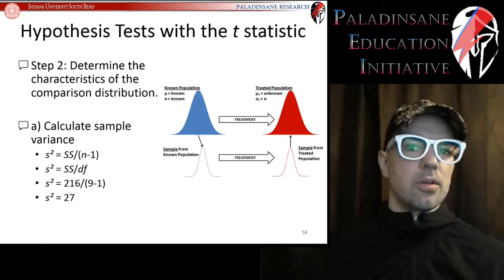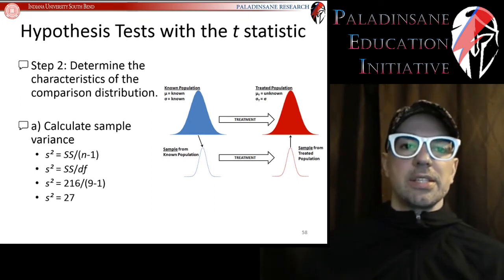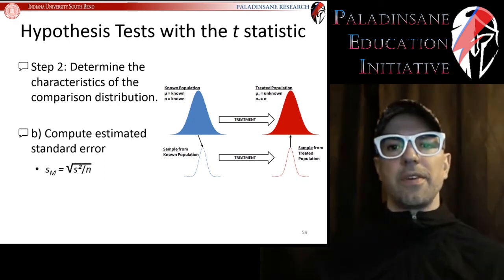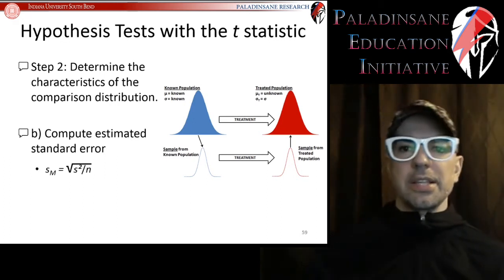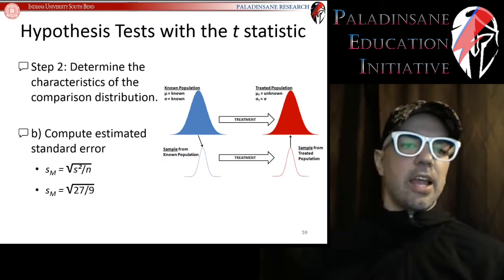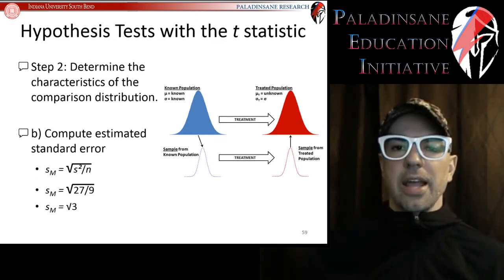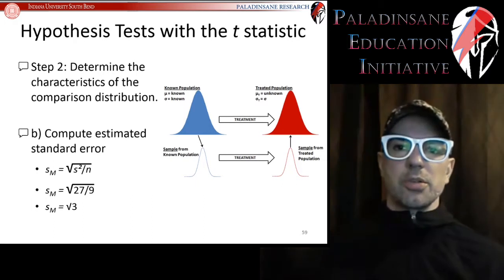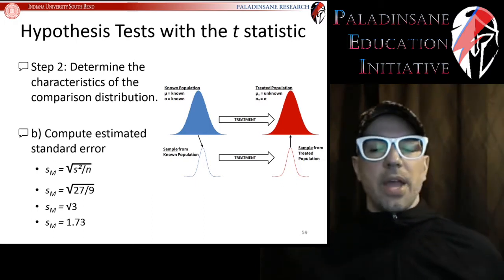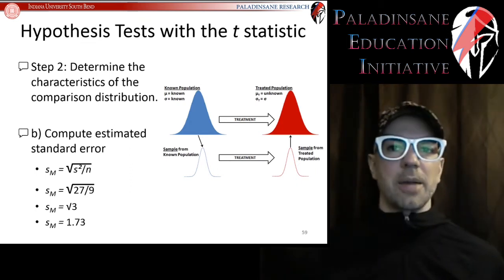That's all well and good. We need the sample standard deviation. So we need to take that sample variance and divide it by the size of our sample and then take the square root of the whole thing. This is what we learned in chapter 6. And if we plug in those numbers, we see that we get our estimated standard error. The standard deviation of our comparison distribution is √3 or 1.73. So we have now the characteristics of our comparison distribution. We did it all by ourselves thanks to chapter 6.